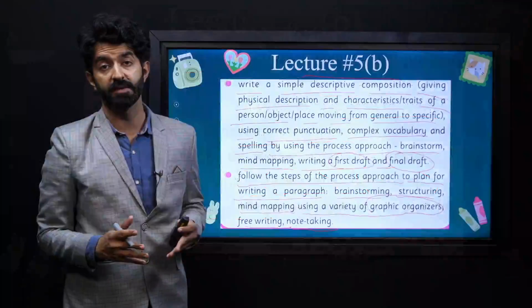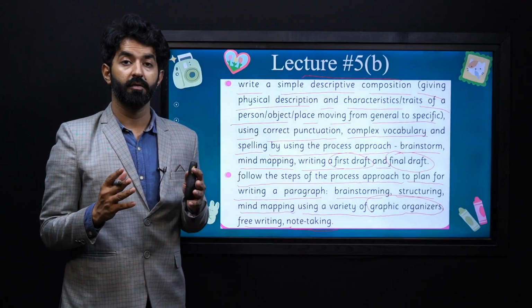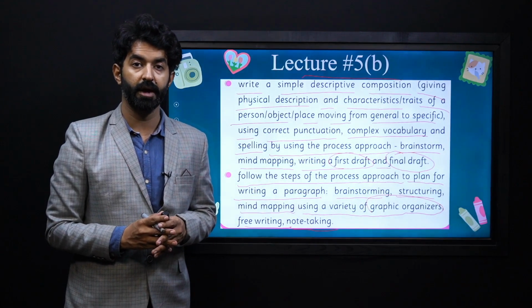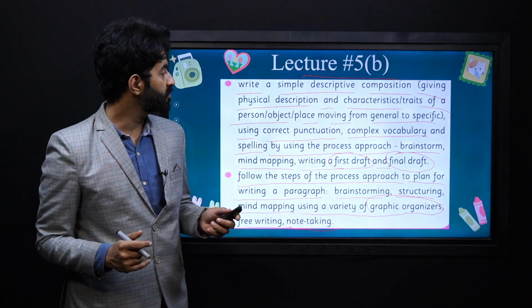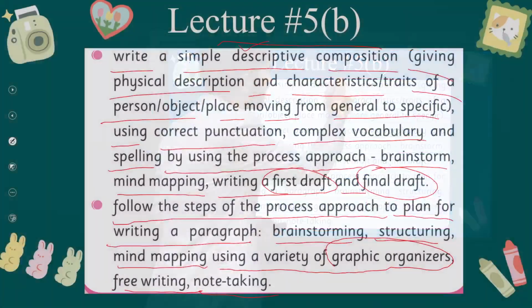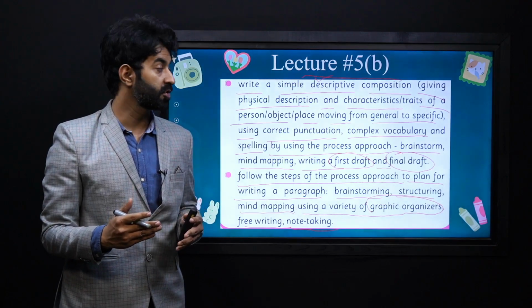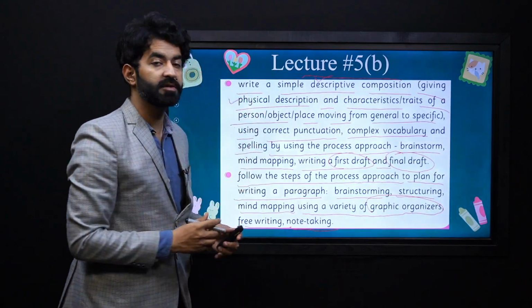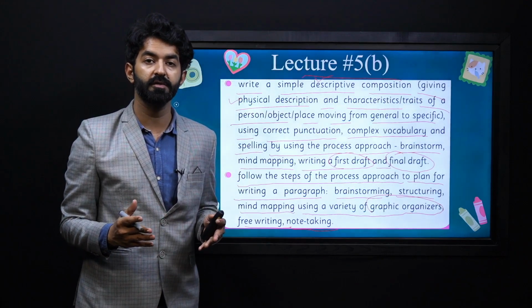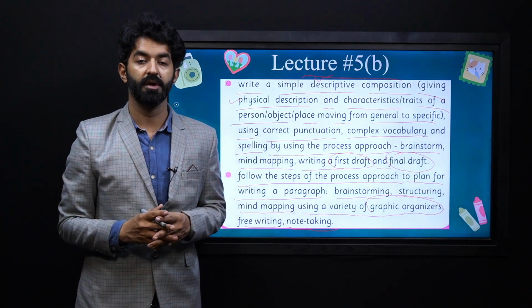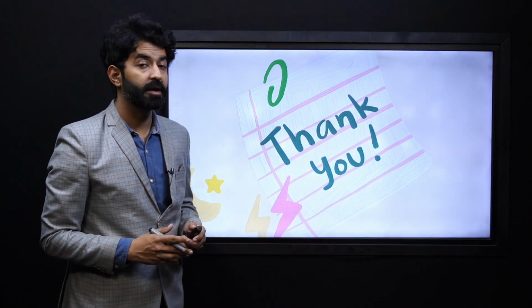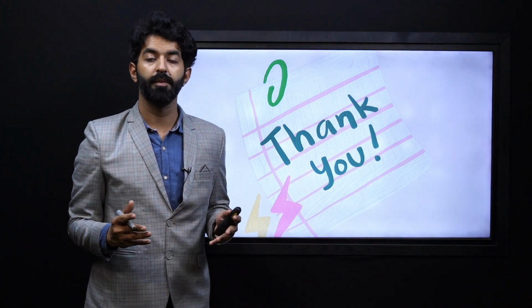So my dear learners, this is about the competency of writing, and we will be seeing the process approach of writing, which has several steps. Also, we will be seeing how we can write a simple descriptive composition, and we will be learning about how we can describe things in an effective and efficient way with physical description and characteristics, whether it's for a person or place. So we will be seeing all these things in our 5B.